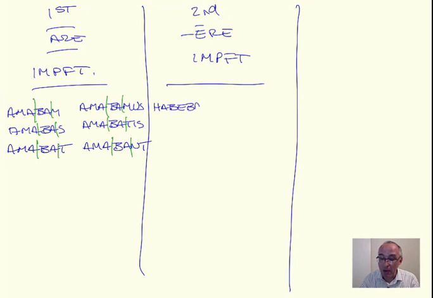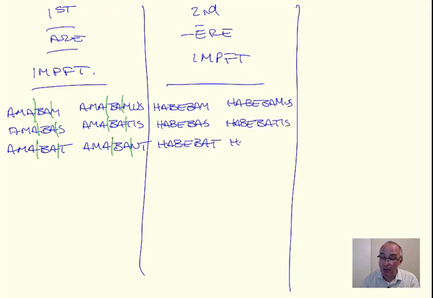Habebam, habebas, habebat, habebamus, habebatis, habebant. Again, incredibly consistent all the way through. The stem, habe, the BA as the tense indicator, and the endings that you're familiar with.